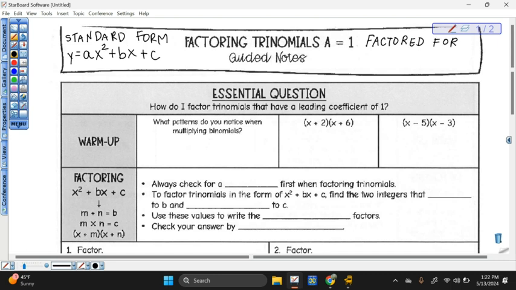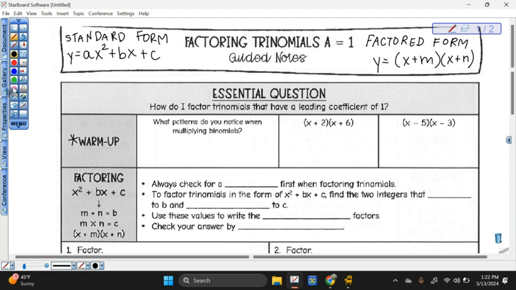Factored form. And it looks like this, y equals x minus m, or let's do x plus m times x plus n. So there's standard form and factored form. And you have seen both of those forms, I just didn't call it that. Let me remind you, look at these warm-up questions.